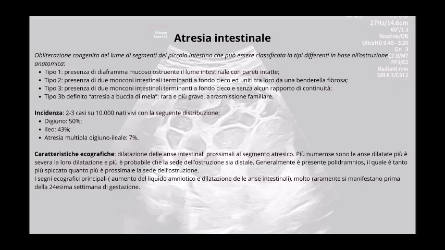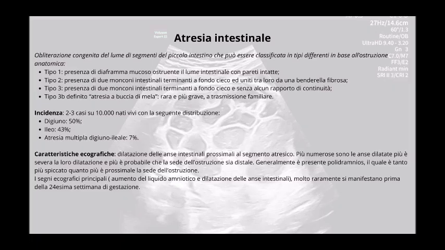However, the main ultrasound signs, namely the dilation of the loops and the increase in amniotic fluid, rarely appear before the 24th week of gestation. It is believed that, in most cases, intestinal atresia is caused by an ischemic event such as a vascular accident, or even a volvulus, intussusception, or a vascular malformation.